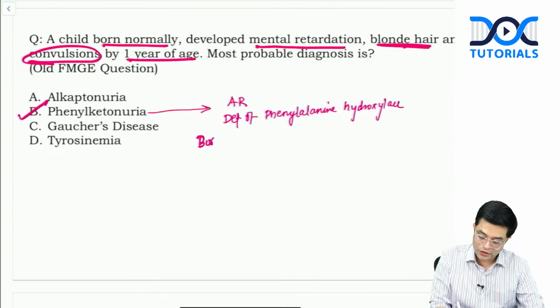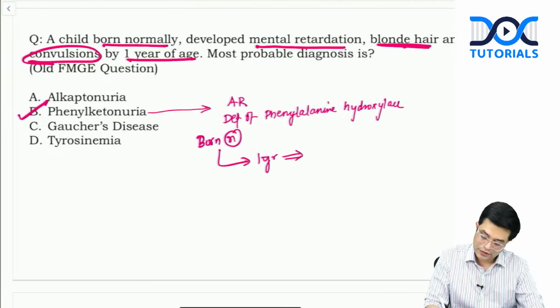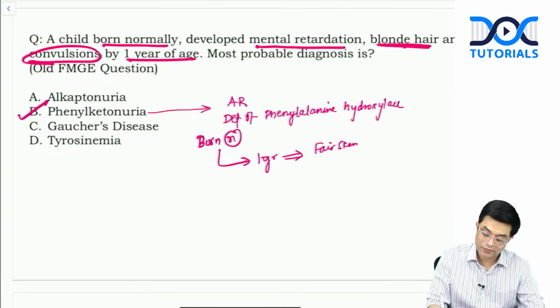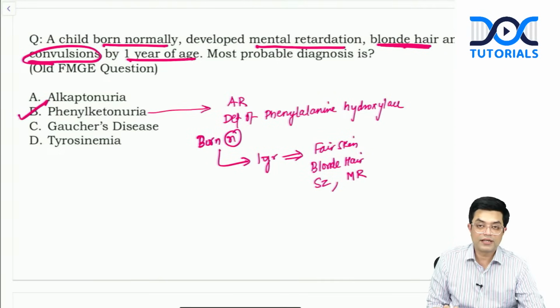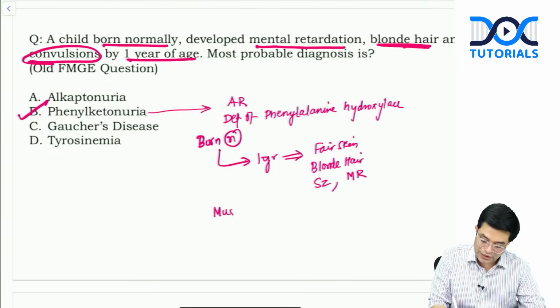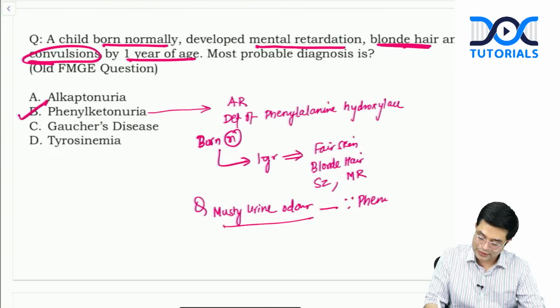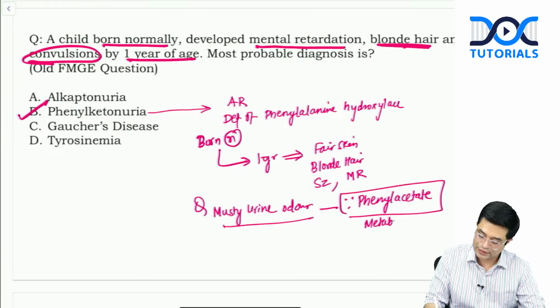Phenylalanine hydroxylase deficiency is there. These children are born normally, but within 1 year, they develop fair skin. इनका actually skin जो होता है वो fair होने लग जाता है with time. They develop blonde hair. They develop seizures. They develop developmental delay and mental retardation. They have a musty urine odor, which is another MCQ asked in FMG exam. Musty urine odor ये क्यों होती है? Because of phenyl acetate. Phenyl acetate or phenyl acetic acid is the reason, the metabolite which is secreted, right?